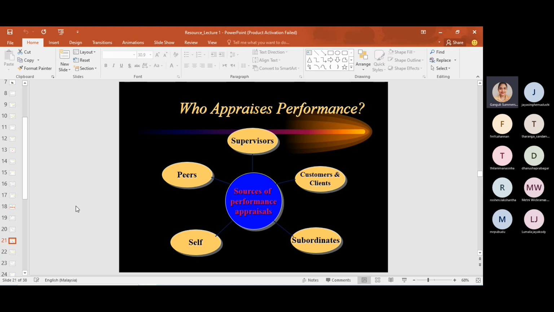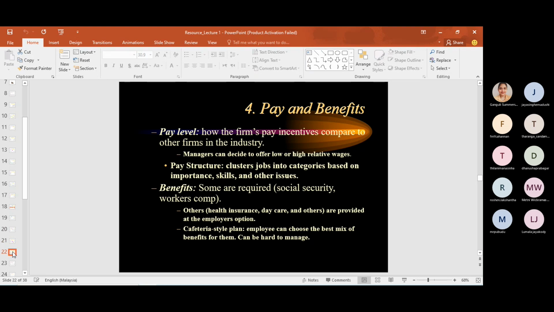Okay, so who carries out performance appraisals? These are the sources of performance appraisals. Sources means the people who carry out performance appraisals: supervisors, peers, self, which means your own self, and subordinates, customers and clients. So these are the kind of people who carry out performance appraisals. Okay, so that's about performance appraisal and feedback.